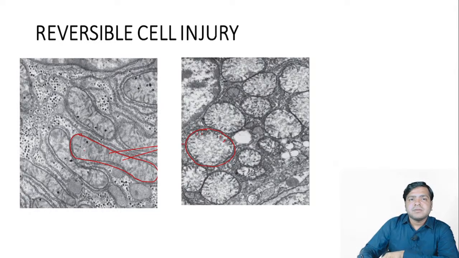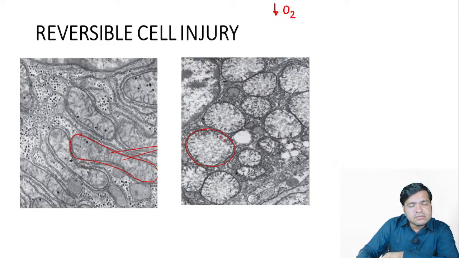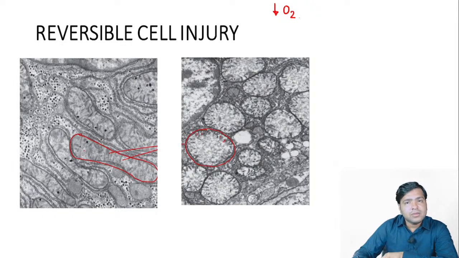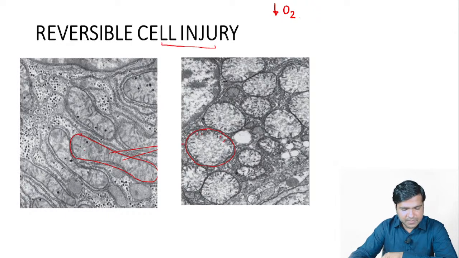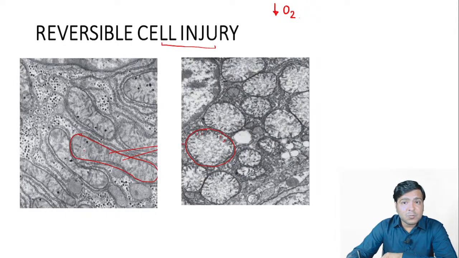Now everyone is aware that there is a decrease in oxygen. You already know what the most common cause for any kind of cell injury is. It is hypoxia. Remember, hypoxia basically means a decrease in the levels of oxygen. Can anyone tell me in the chat box what the most common cause of hypoxia is?